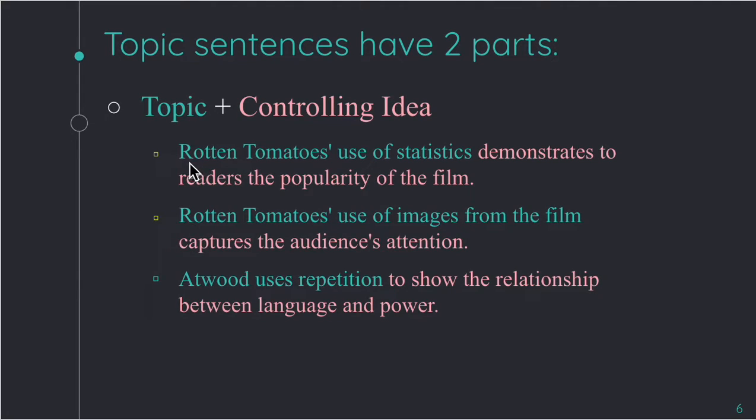So here's an example. Rotten Tomatoes' use of statistics demonstrates to readers the popularity of the film. So we've got statistics as the topic, and then we've got the so what, or why is the statistics point that you're identifying important? Why should I care about it? And well, it demonstrates to readers the popularity of the film. So that's the controlling idea.